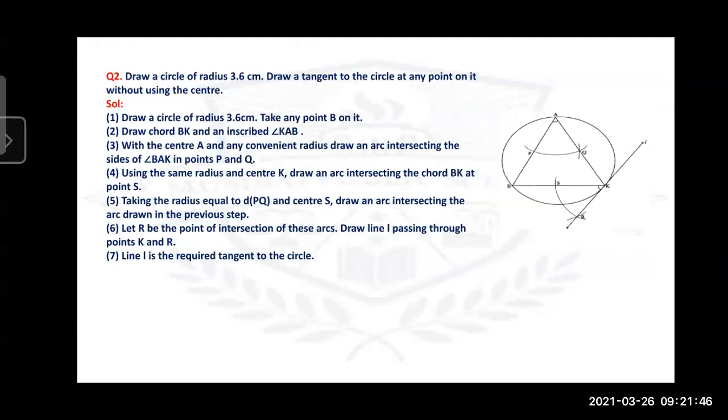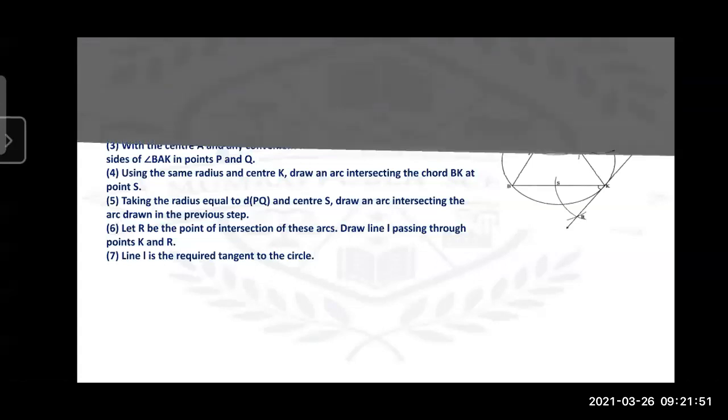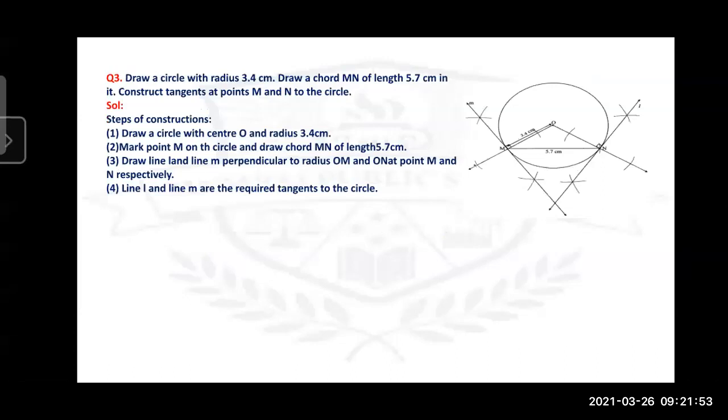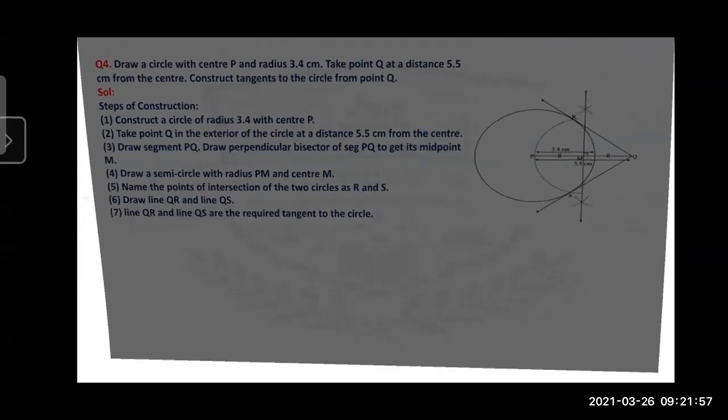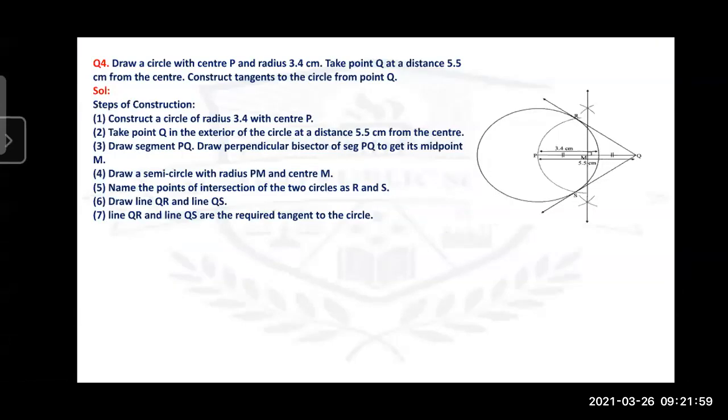So you get points R and S. Then join K to R. And the third part is where we take two chords here, outside the center. First we take the midpoint here, and we get M as the midpoint. Then take it as the center point and make arcs on both sides. In this way, we construct a tangent to the circle.